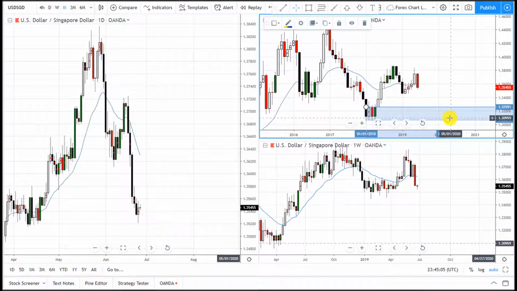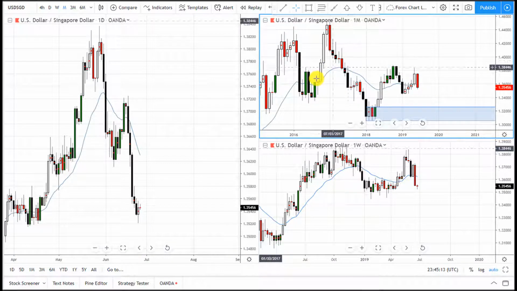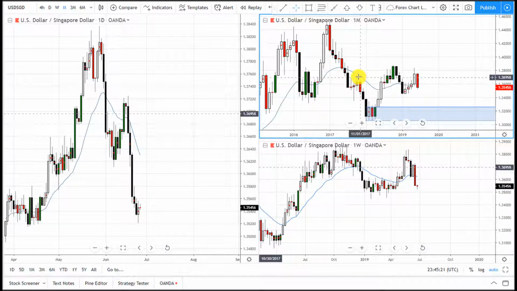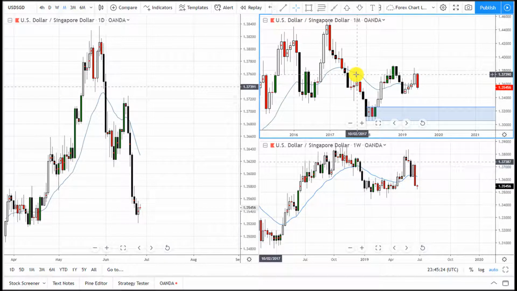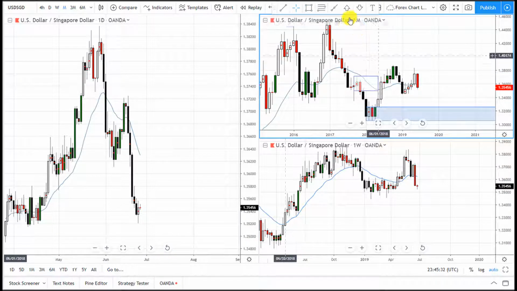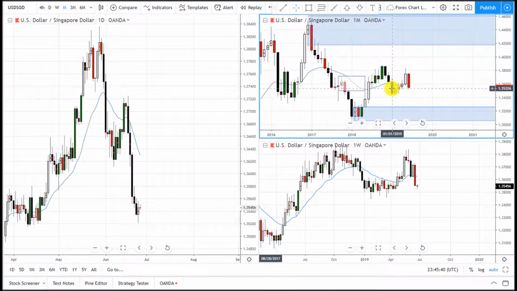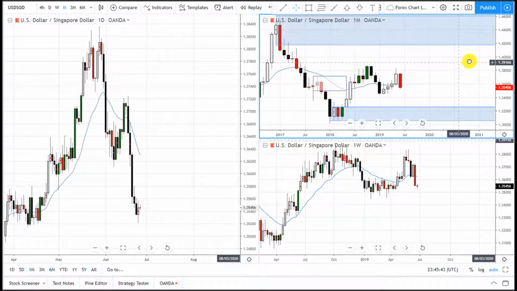So let's draw this. Then it looks like it hit supply right here. Because as you can see, this is supply and supply up here. So since this supply zone is broken, I'm going to draw like this, and then this supply up here is still fresh. So that's what we have on the monthly chart.